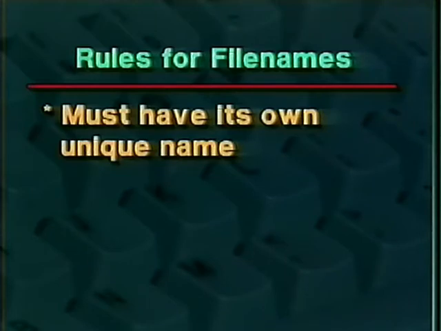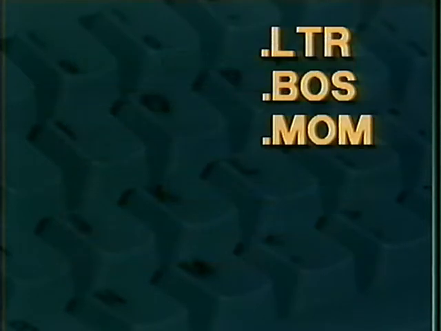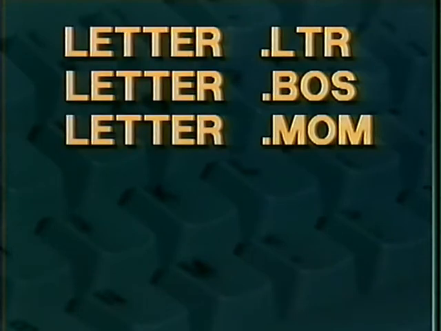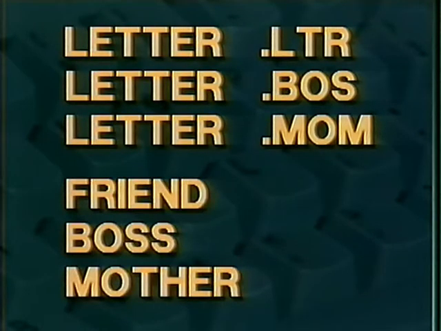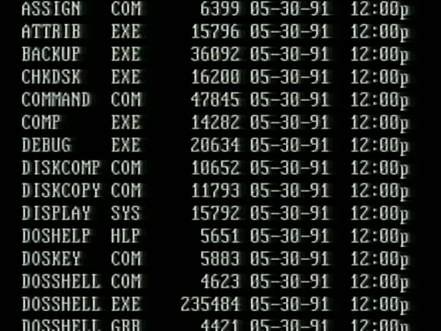Oh, one more thing. Each file must have its own unique file name and extension. No two files in the same directory or on the same diskette can have the same file name and extension. The extensions must be different if the file names are the same, and the file names must be different if the extensions are the same. As you can see on the screen, there are files with the extensions EXE, COM, and SYS.